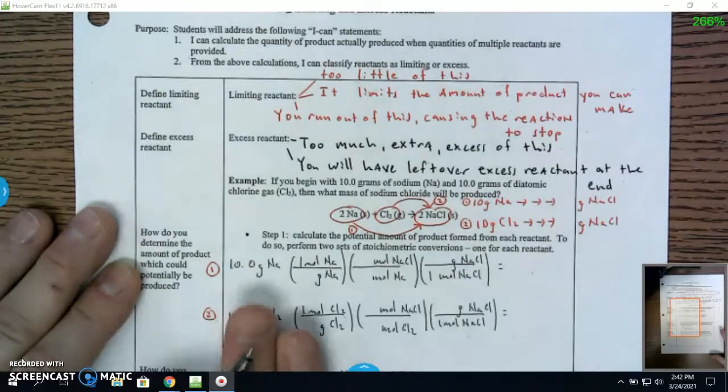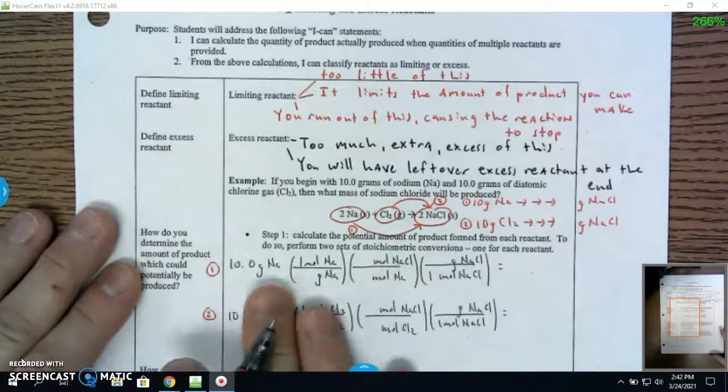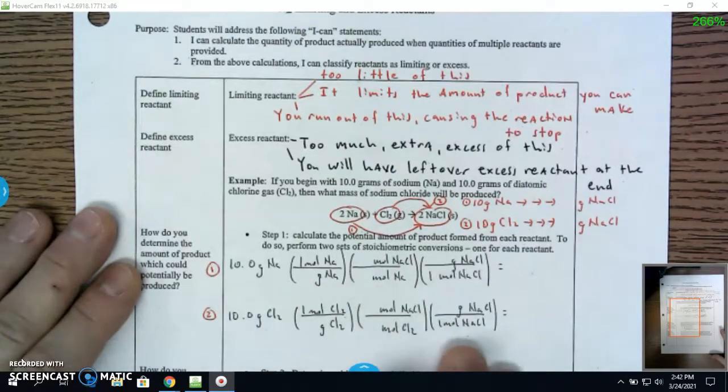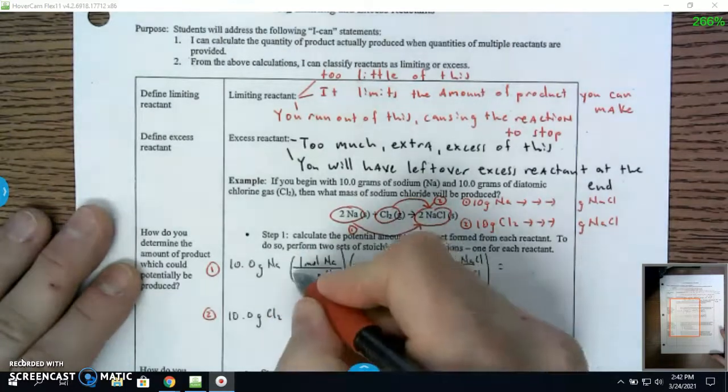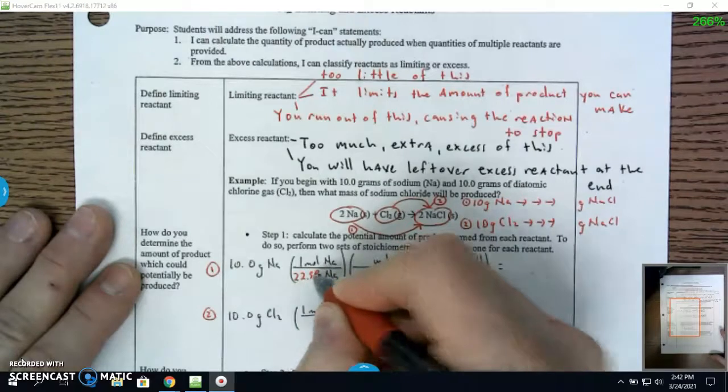At this point in the course, I expect that students are good with the stoichiometry, so I've written out the stoichiometry. We just need to fill in the numbers in each one of these spots. This is the molar mass of chemical A, which is sodium. The molar mass of sodium is 22.98. That comes directly from the periodic table.